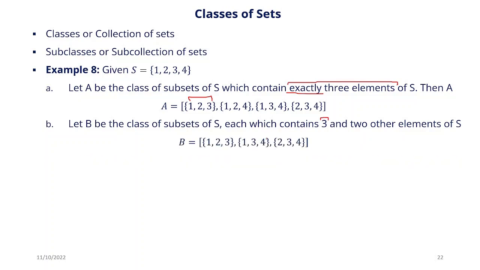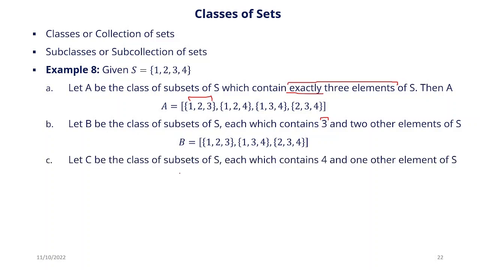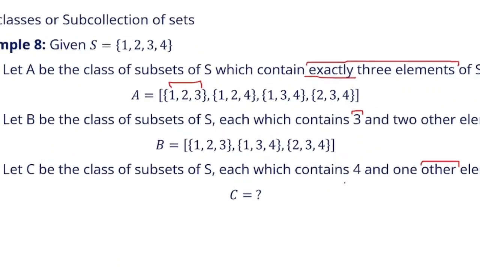1, 3, 4 is another part of it. And 2, 3, 4 is another part of it. So we have these three sets that satisfy the condition here. Again, let C be the class of subsets of S, each of which contains 4 and any other element of S. Can you guess what that is already? Any other element means that there are going to be 2 elements, and each of those sets you are going to create must contain the number 4. So what is C? Think about it.